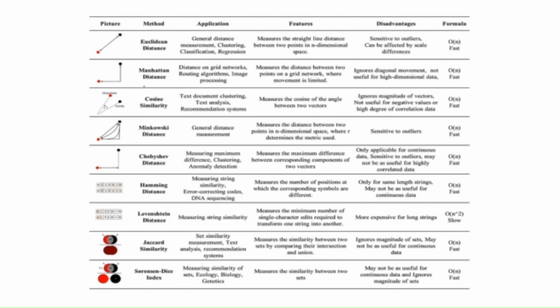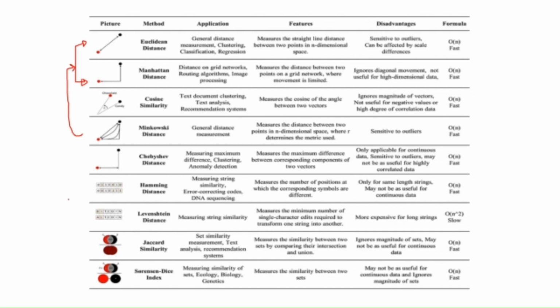So these are very commonly used distance metrics, like Euclidean and Manhattan. These two are readily available and usable in your scikit-learn library. Then we have cosine similarity. This is used in recommendation systems. Minkowski is a bit of a generalization of these two.